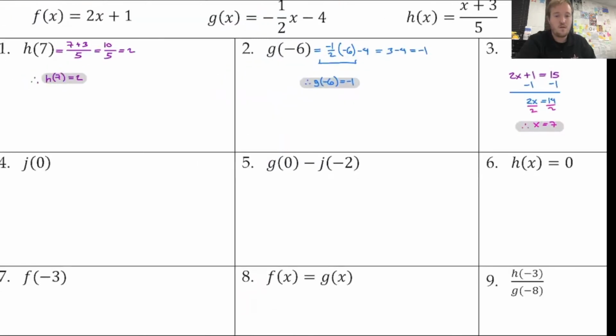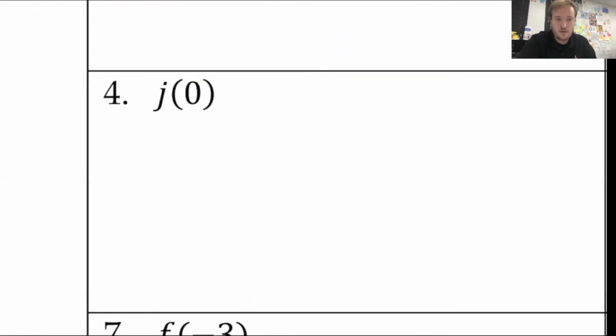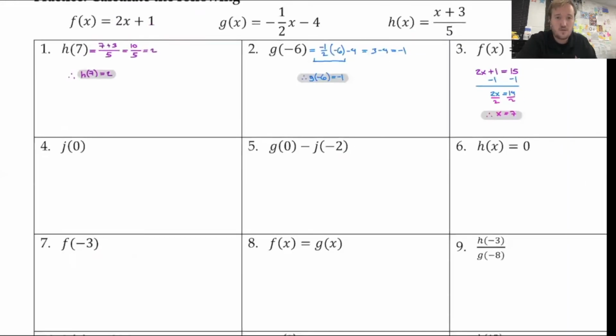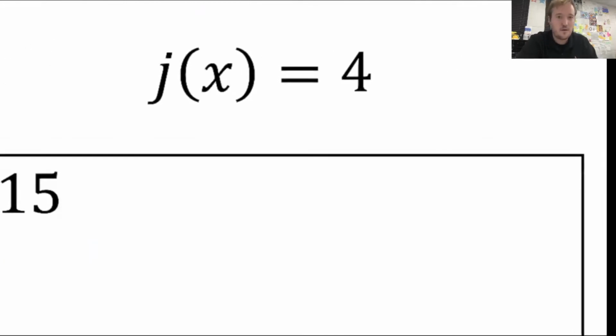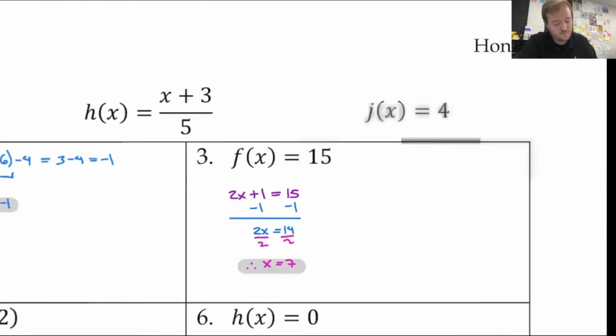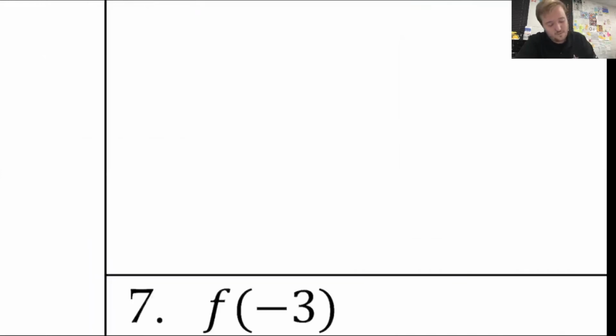Okay. All right, now we have j of 0. Ask yourself, is this a plug-in or a set equal to? Well, it's inside the parentheses, so plug in. So I'm going to use J, which is over there. This is kind of the tricky one. It's just equal to 4.